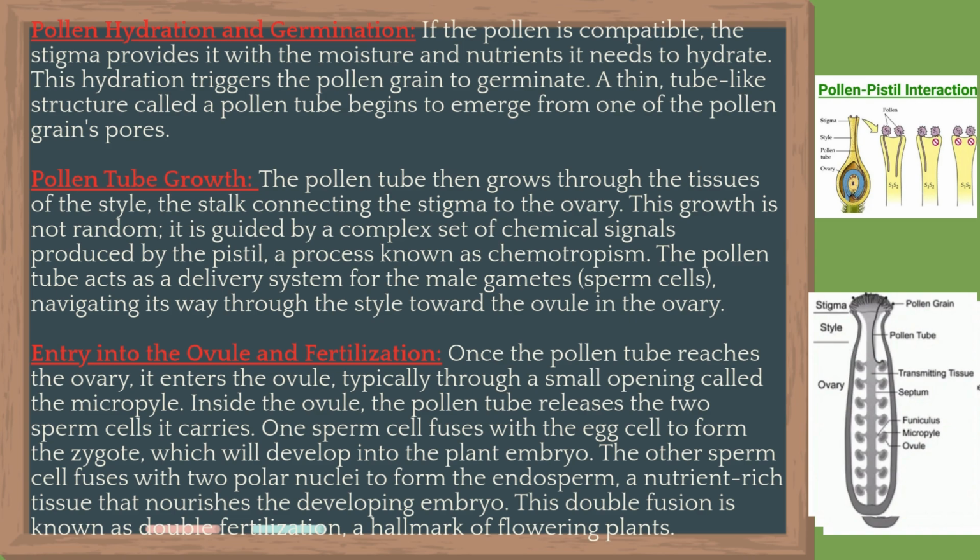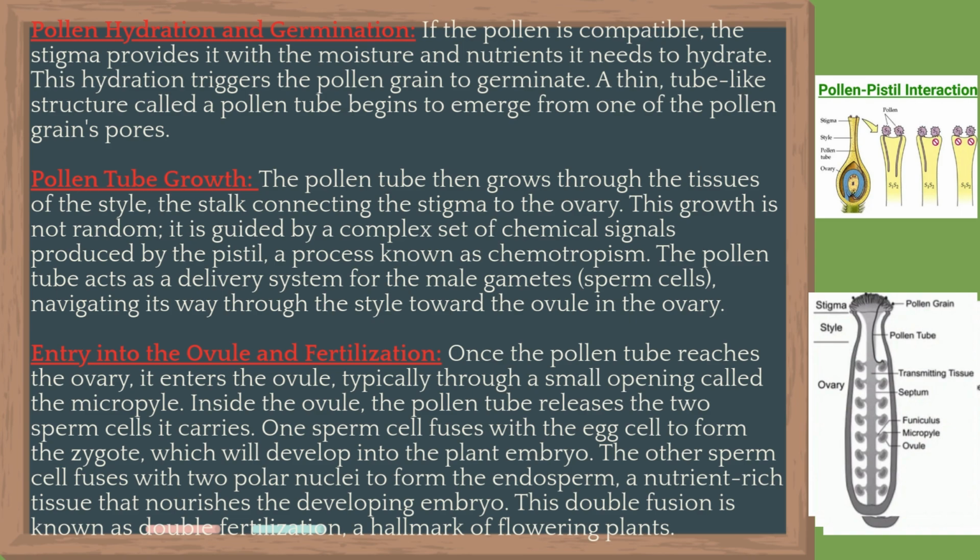Now the next step is the entry into the ovule and ovule fertilization. This is the final step. The pollen grain will get nourished and hydrated, and the pollen tube will be formed, and now the ovule formation will take place. The pollen will finally enter the stigma, and the fertilization process will complete over here. Now we'll see the overview.